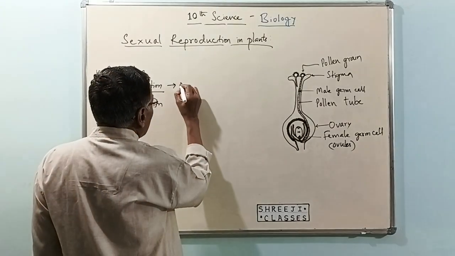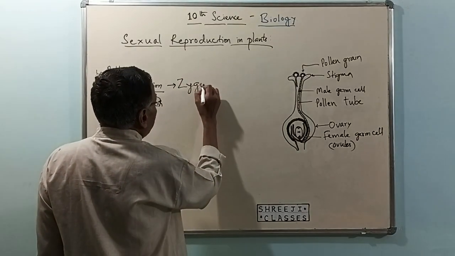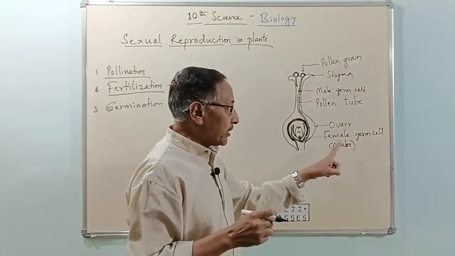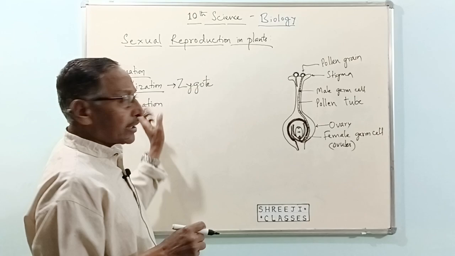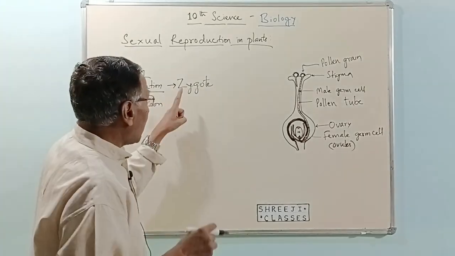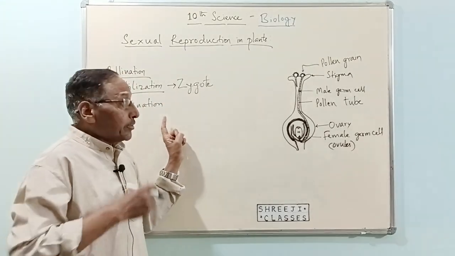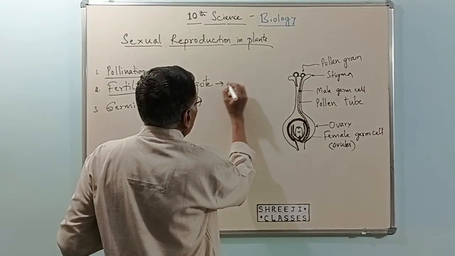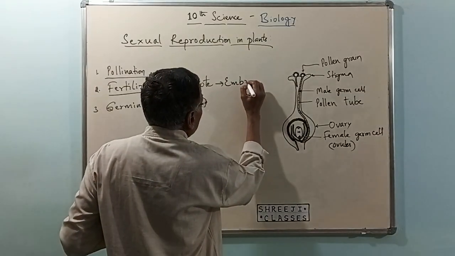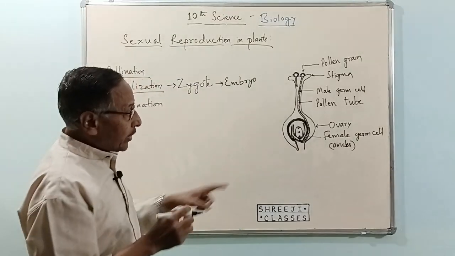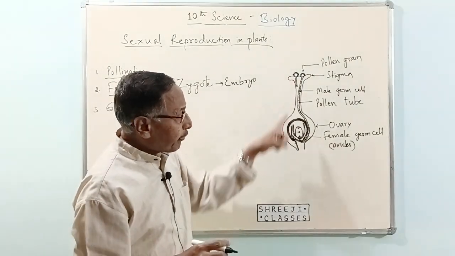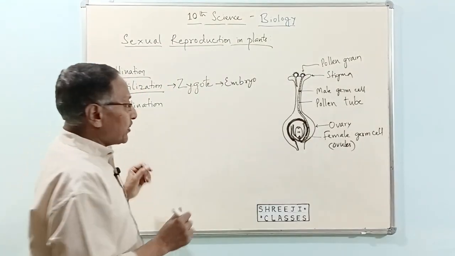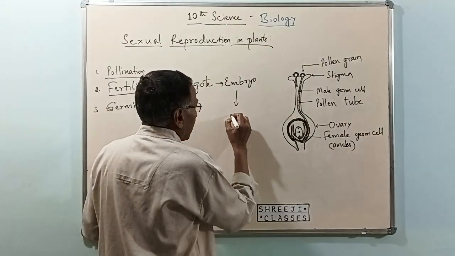Fertilization results in the formation of a zygote. This zygote divides and redivides to form the embryo. So here we have shown the germination of the pollen grain. This embryo later changes into the seed.